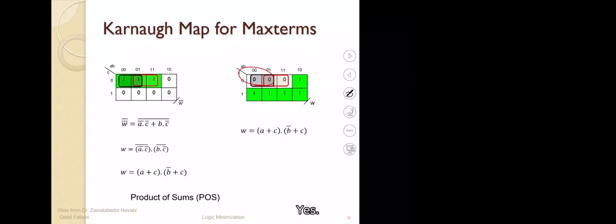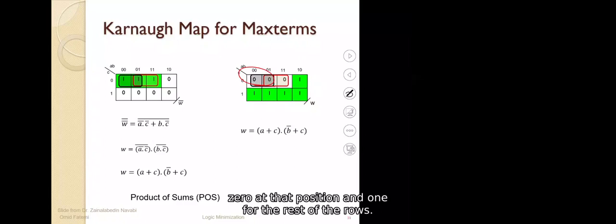Yes, it is the dual of what we have told before. There we had 1, here we have 0. There we have A naught, we have A here. And you knew the concept, what was the reason, because in max terms, we are selecting zeros. And for zeros, we try to make a term which will be 0 at that position and 1 for the rest of the rows. And that would be A plus C for that position. Okay.